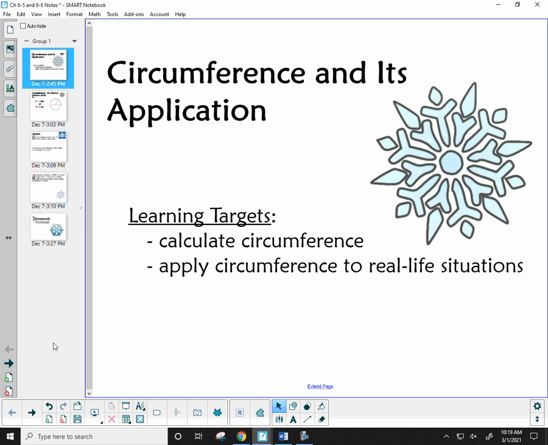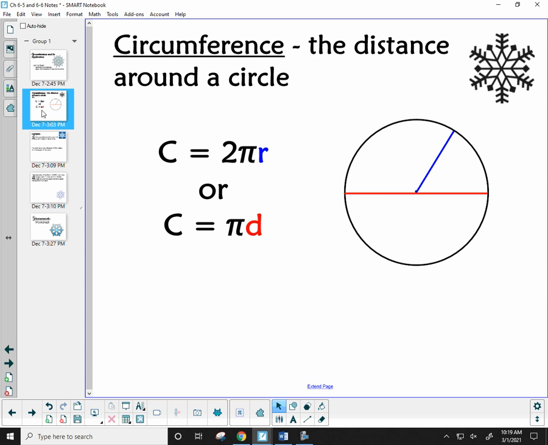Today we're going to talk about circumference, which should not be new to you. We might throw one little twist in, but it's not a bad twist. So as a review, circumference is either 2 times pi times the radius, or we know 2 radii is equivalent to a diameter. So you can either use 2 pi r or you can use pi d.